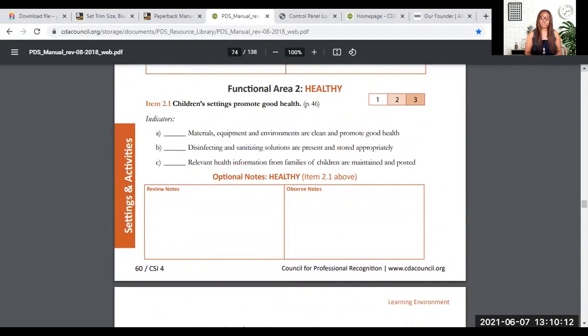Healthy. Materials, equipment, and environment are clean and promote good health. So like I said, the first hour of your observation is generally your PDS looking around your environment. Because remember, the learning environment isn't just what our teachers can do, it's the environment too. So there's more than one teacher in the room. There's the environment, there's the teachers. So make sure that both are safe, healthy, and responsible. The disinfectant solutions we talked about, and the health information like allergies and things like that is posted.